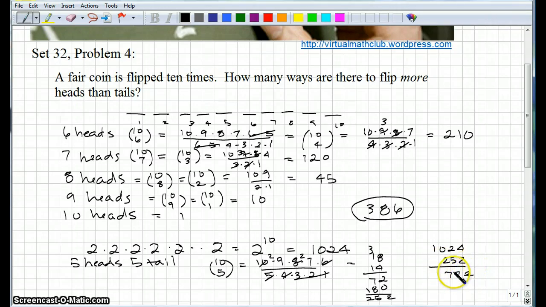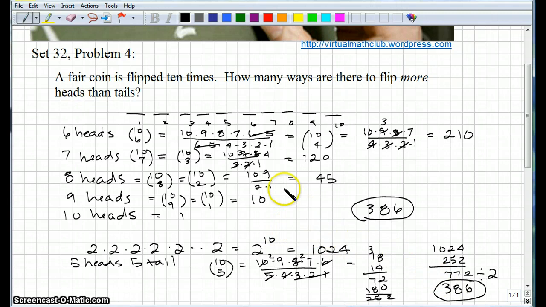And then I know this is the case where we have more heads than tails and more tails than heads, and I know that it's equally likely that I'm going to have more tails than heads as it is I'm going to have more heads than tails. So I can just divide this by 2. And lo and behold, what do you get when you divide 772 by 2? You get 386. So either way we get the same thing, which is good because that verifies that we probably did it right.